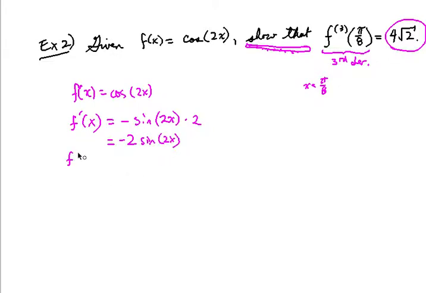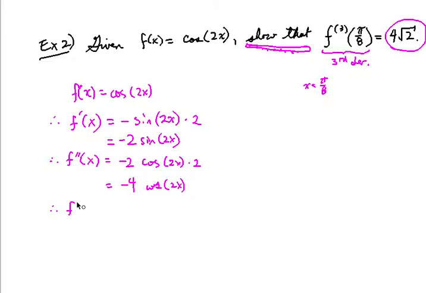Okay, what's the second derivative of that? If I take the second derivative of this, that becomes minus 2 times the derivative of sine of 2x, which is cosine of 2x. And then again, I'm going to do this chain rule. So I'm going to multiply this by the derivative of the inside, which is times 2. That can come to the front. That becomes minus 4 cosine of 2x.